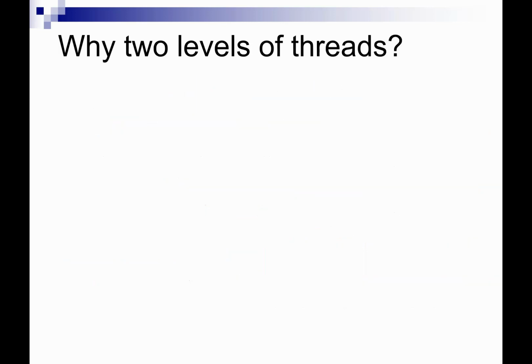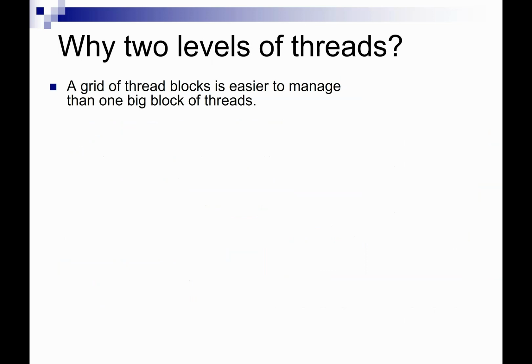All right, so now let's talk about this thing. I've mentioned this several times: we have these two levels of threads, blocks and grids. Why do we have these two levels?